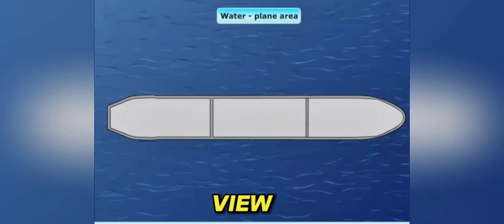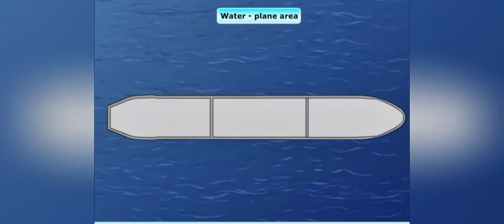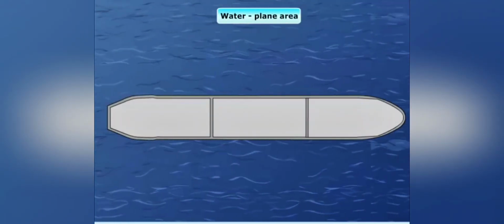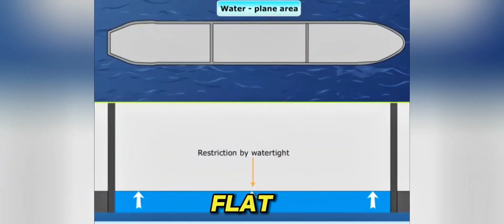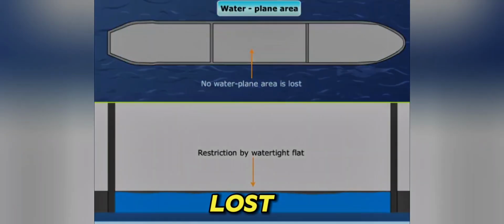In this scenario, the midship compartment is flooded below the watertight flat. Water floods into the compartment below the flat, but further ingress is restricted by the watertight flat. The view of the waterplane is like this: we are unable to see any water since it is restricted by the flat, in other words, tank top. No waterplane area is lost.